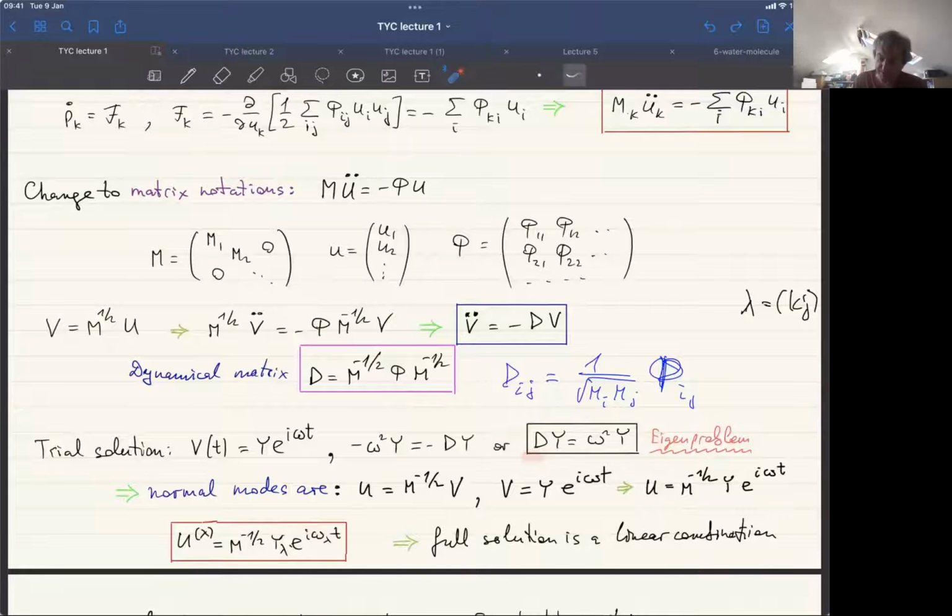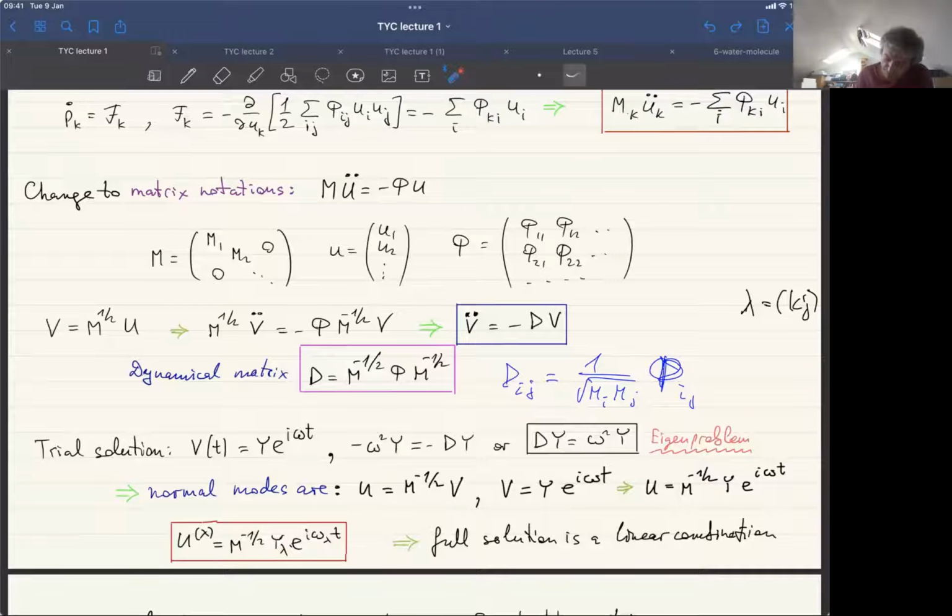This D is a symmetrical matrix. This Y is a vector column. Omega square is a constant. This is an eigenvalue, eigenvector problem for the matrix D. So by solving this problem, we get both things we were looking for. We didn't know what the vector Y was. We didn't know what the omega were. And now we can determine them all by solving one single problem: the eigenvector, eigenvalue problem for the matrix D. So omega squares appear as eigenvalues of this matrix, and Y appear as eigenvectors.